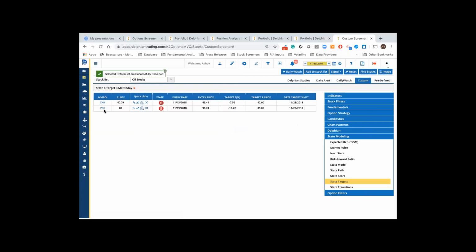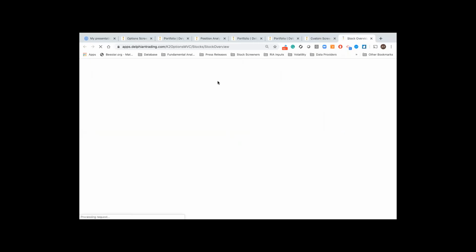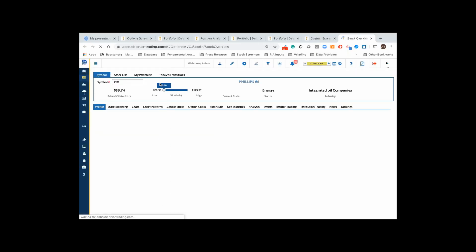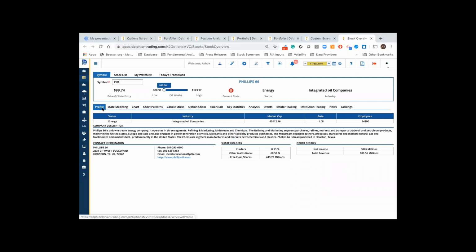So this PSX stock, what is this PSX stock? Phillips 66. Even in Delphian, without opening the annual reports, if you click on the symbol, it will take you to the stock overview. You can see Phillips 66 is a downstream energy company. It operates in 3 segments: refining and marketing, midstream, and chemicals. The refining and marketing segment purchases, refines, and transports, mainly in the United States. The midstream segment gathers and processes. It's headquartered in Houston, Texas.